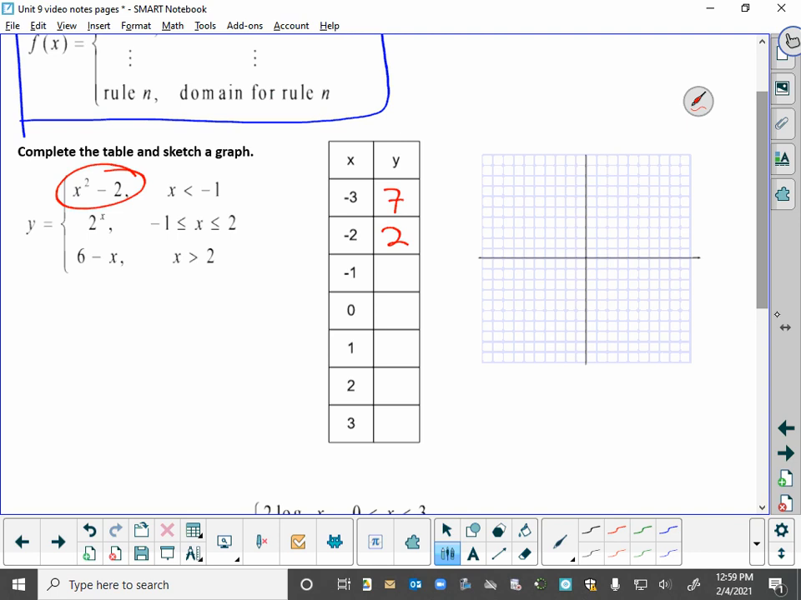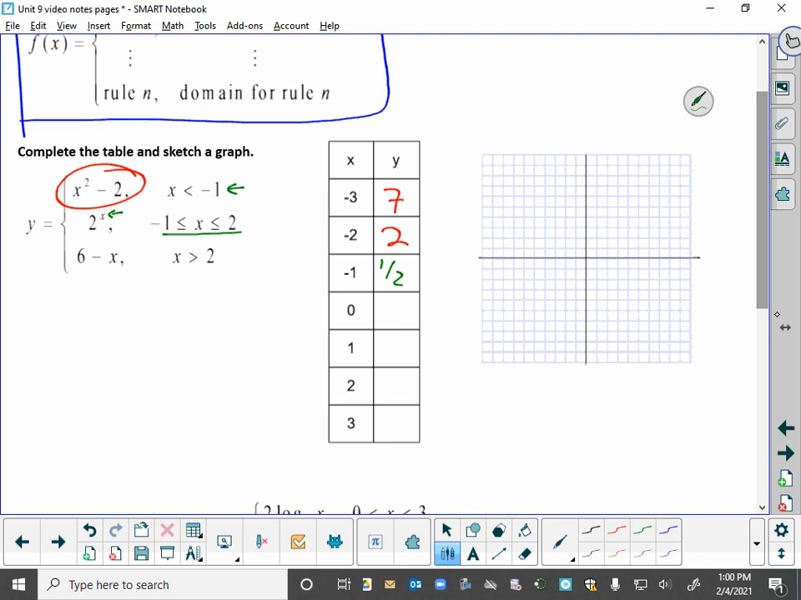Okay. My next input is -1. Where does that -1 go? Well, this references -1 here, but it's a less than. -1 is not less than -1. This rule has a less than or equal to, so this is the one where the -1 goes. And so the -1 goes into the input for that. 2 to the -1 is a half.